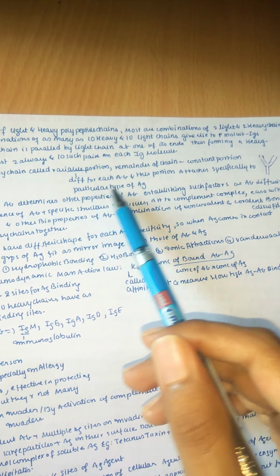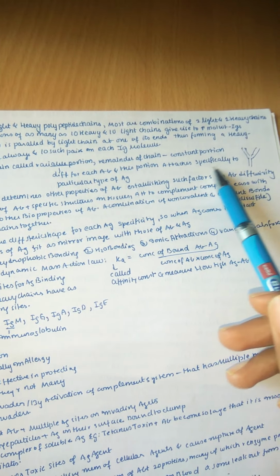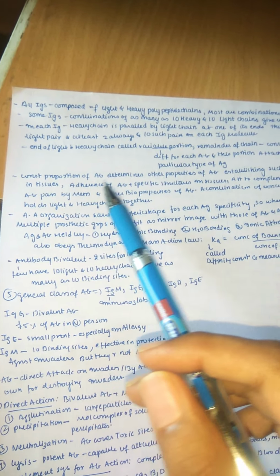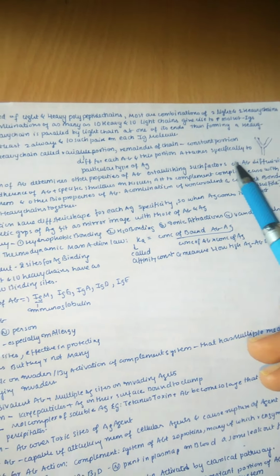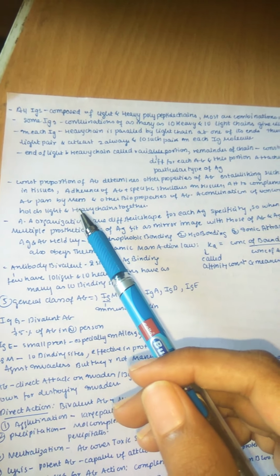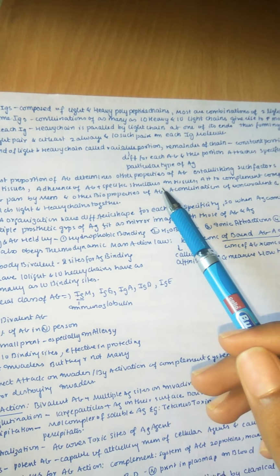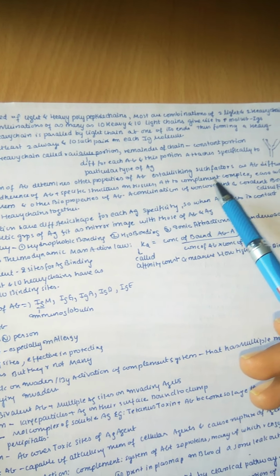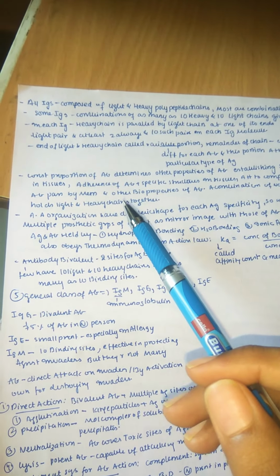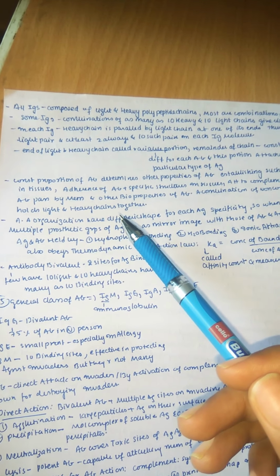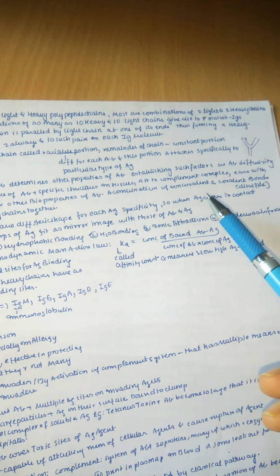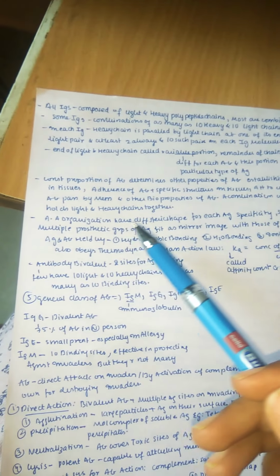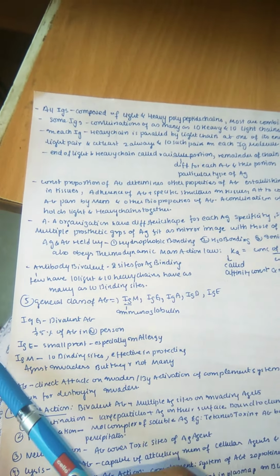The variable portion is different for each antibody, and this portion attaches specifically to a particular type of antigen. The constant portion of the antibody determines other properties of the antibody, such as antibody diffusivity in tissues, adherence of antibody to specific structures in tissues, attachment to the complement complex, and ease with which the antibody passes through membranes, and other biological properties. A combination of non-covalent and covalent bonds, like disulfide bonds, holds the light and heavy chains together.